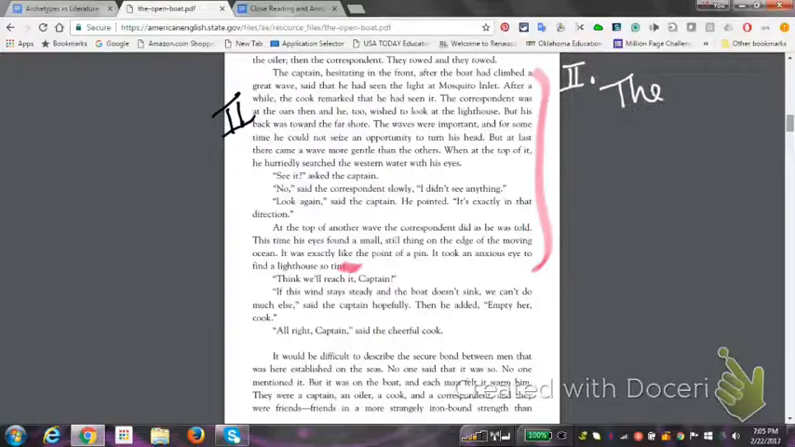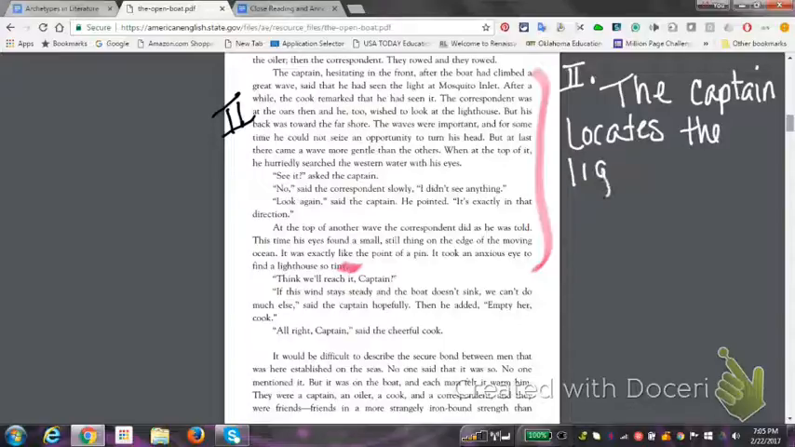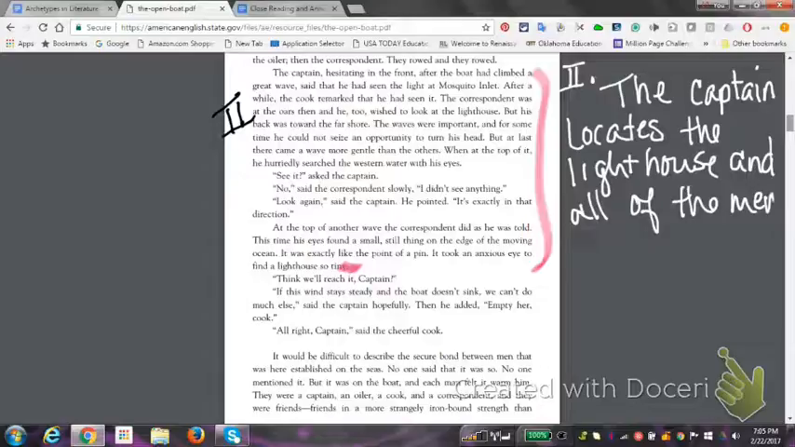The men, actually it's not even going to be the men, let's say the captain locates the lighthouse and all of the men see it. Now, why wouldn't that last little tiny bit be in there?